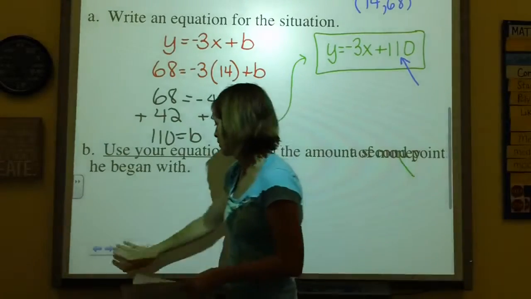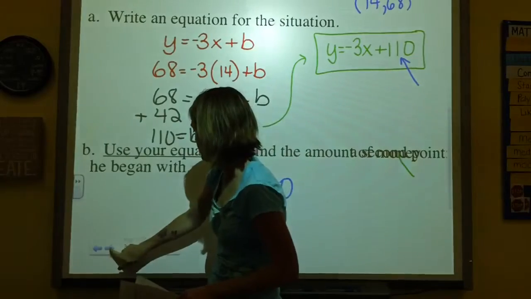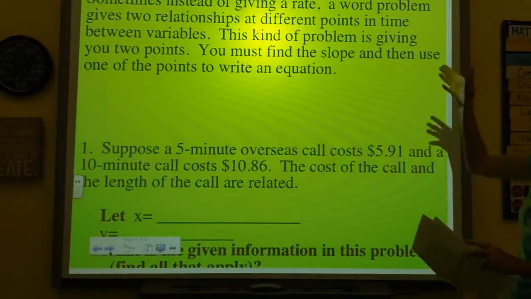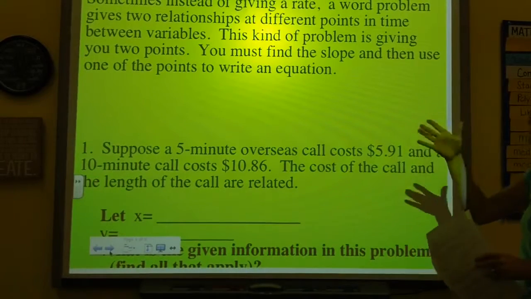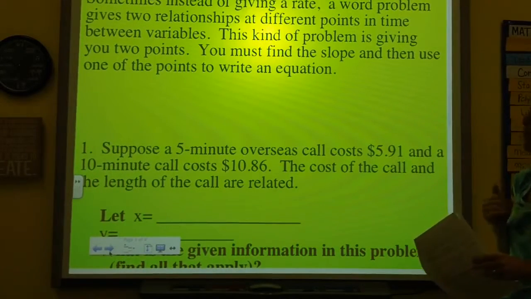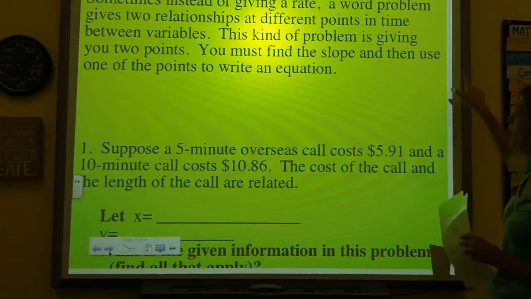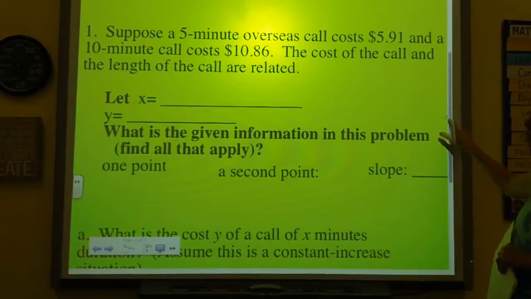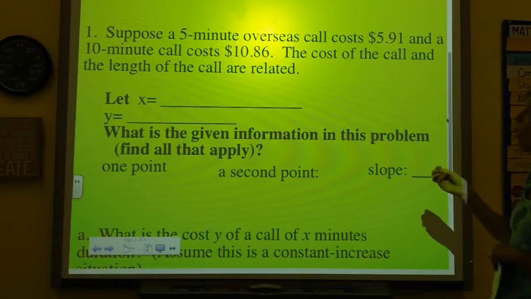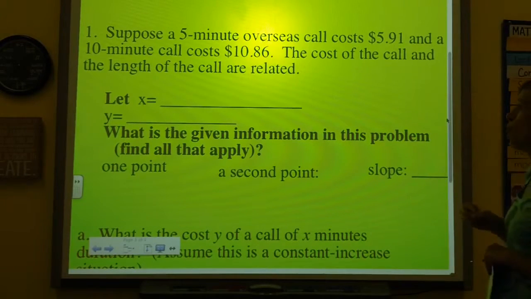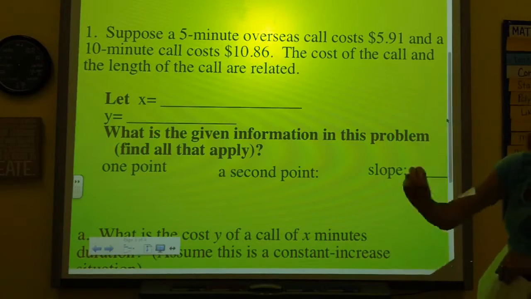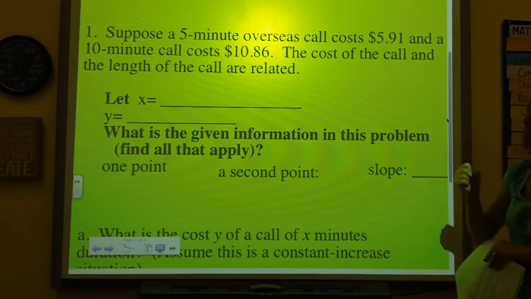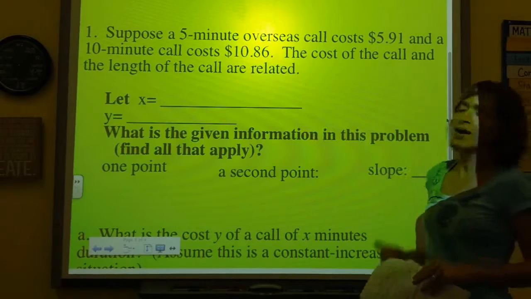All right, additionally, let's look at our next question. Sometimes instead of giving a rate, a word problem gives two relationships at different points in time between variables. All right, so this problem is giving you 2 points. Let's look at the question. Suppose a 5-minute overseas call costs $5.91 and a 10-minute call costs $10.86. The cost of the call and the length of the call are related, but we have to figure out how.